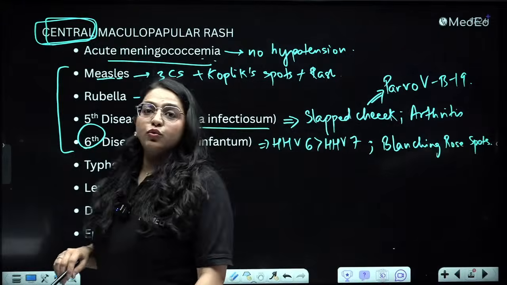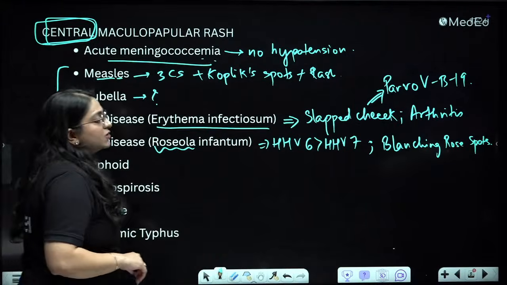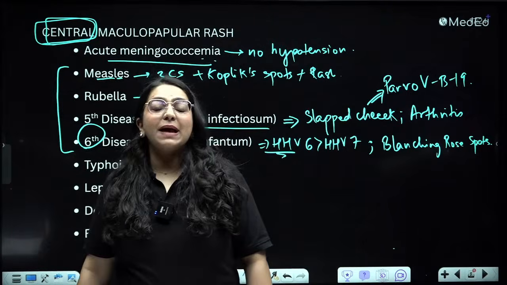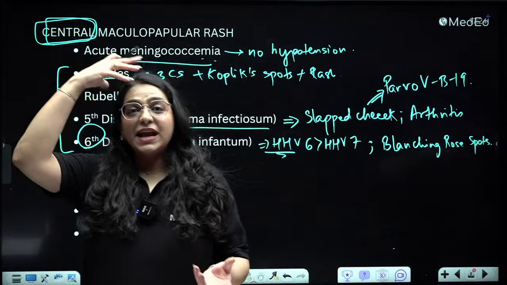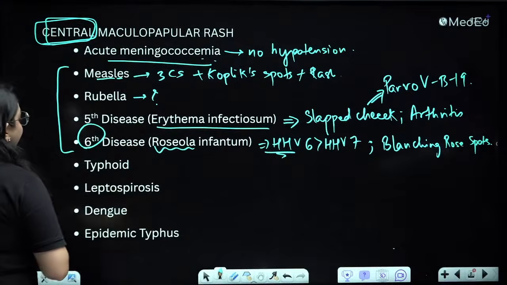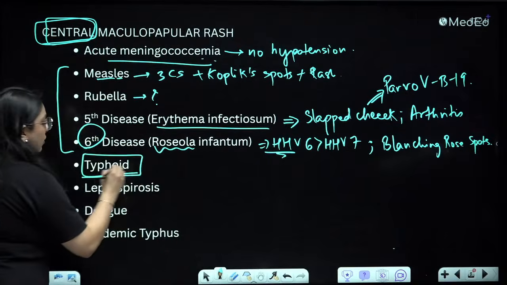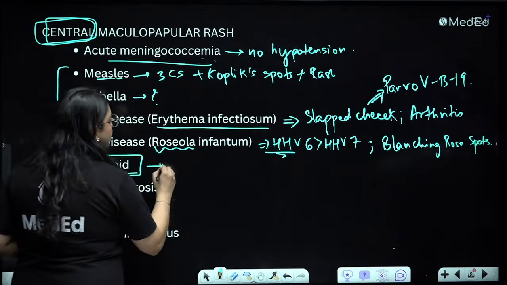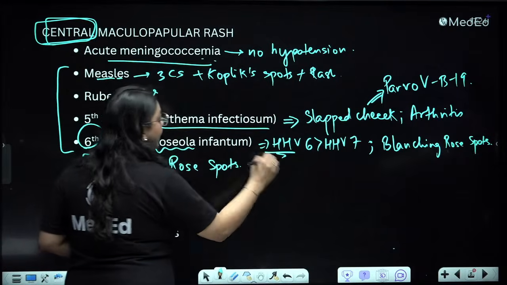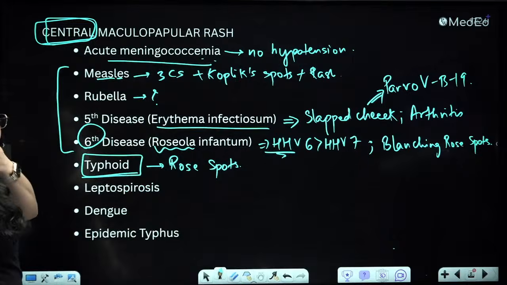Have I been able to rule out erythema infectiosum? Yes, there is no slapped cheek. Have I been able to rule out HHV6? Usually it happens in infants where there is bulging anterior fontanelle and the blanching rose spots, right? Typhoid. How can we not talk about typhoid? In typhoid also there are the rose spots. So we cannot rule out typhoid yet.